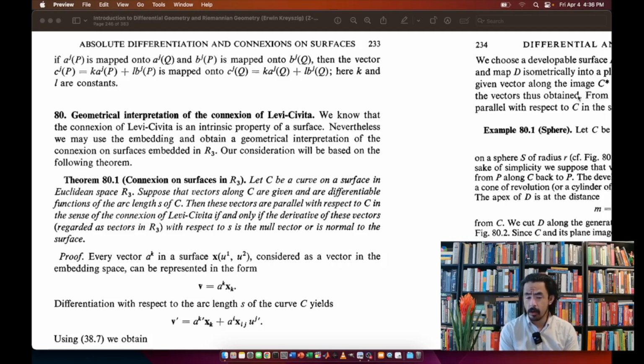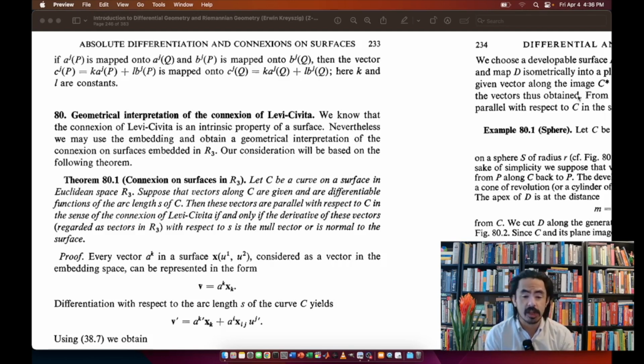And now we are at the last section of the chapter on absolute differentiation and connections on surfaces, or also displacements on surfaces. Depending on which edition, the concepts are interrelated. It's just, like I said, we're emphasizing connections rather than displacements. Anyways, section 80. Geometrical interpretation of the connection of Levi-Civita.